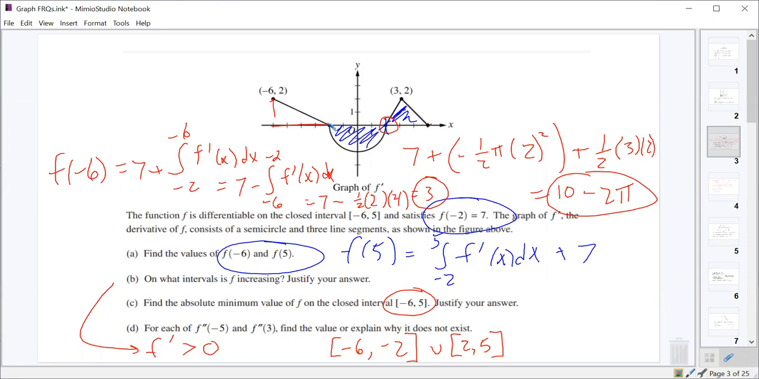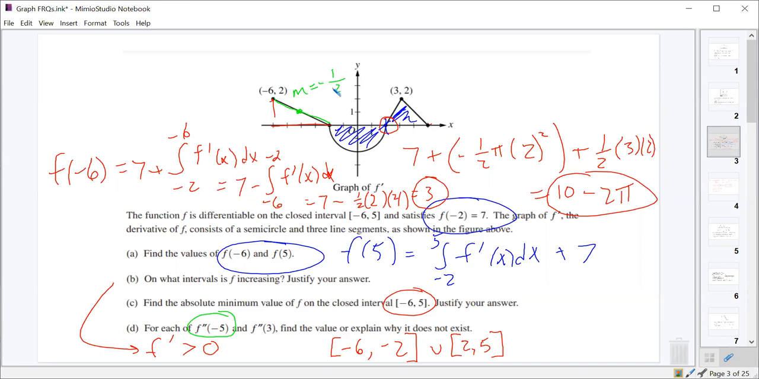All right. F double prime of -5, F double prime of 3. So F double prime of -5, well, what does that mean? That just means the slope of F prime at -5. Well, this is our graph of F prime, so our slope of F prime at -5 is just the slope at that point. Well, that's just a linear piece, right? So what's the slope of that line? -1/2. Yeah.